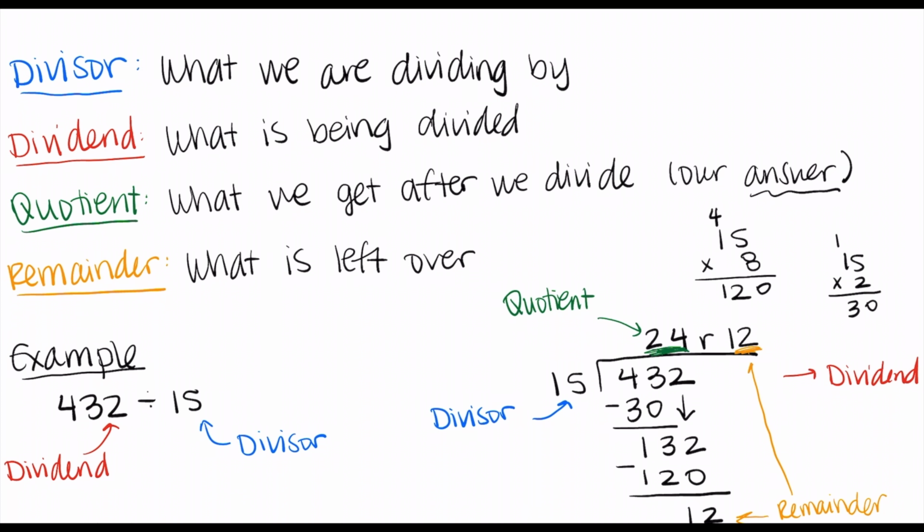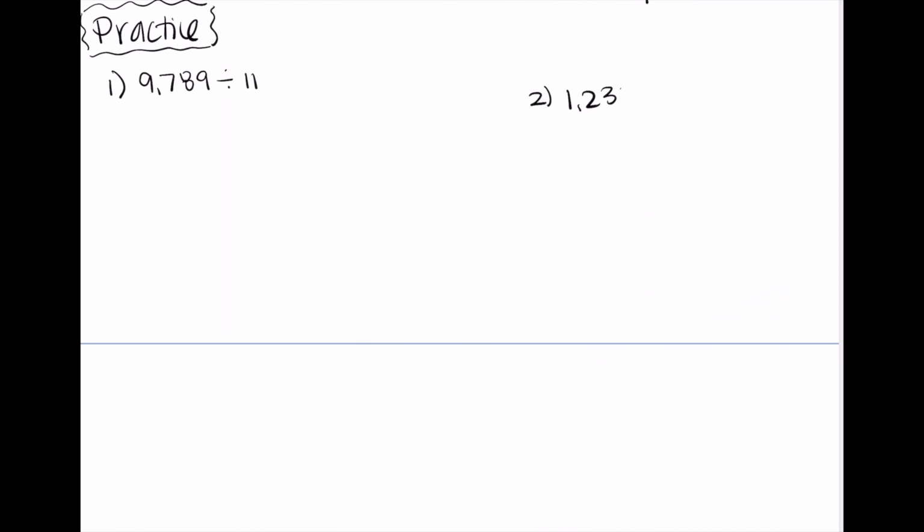as our remainder. So now that we've gone through one very in-depth with all the colors, I'll still go through and color code where everything is and what every part is, but let's go a little bit quicker through a few practice problems. So for number 1, we have 9,789 divided by 11, and for number 2, we'll have 1,238 divided by 7.